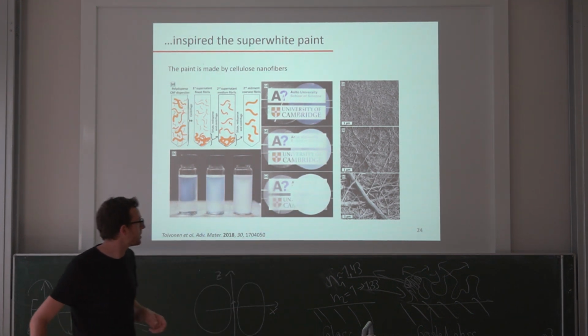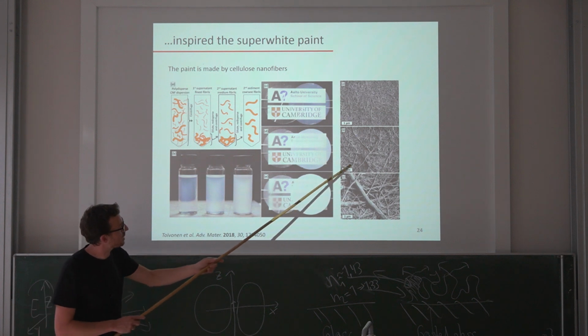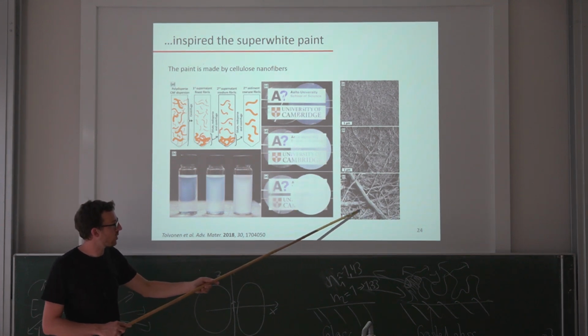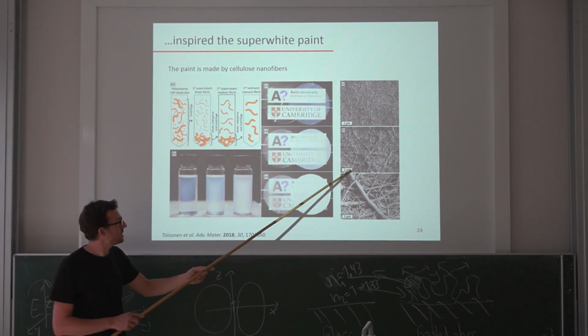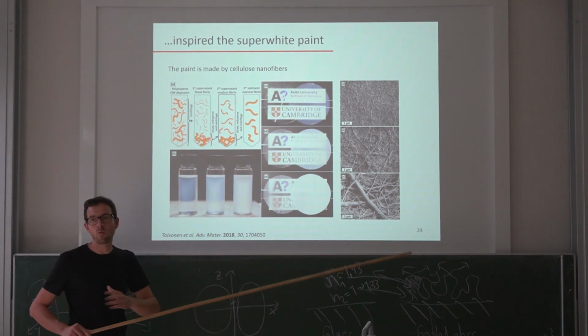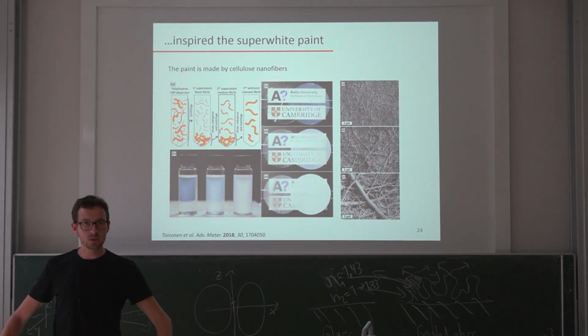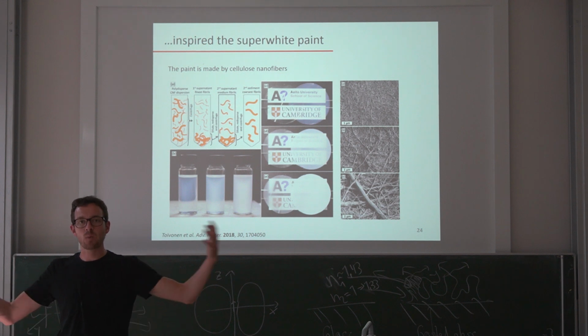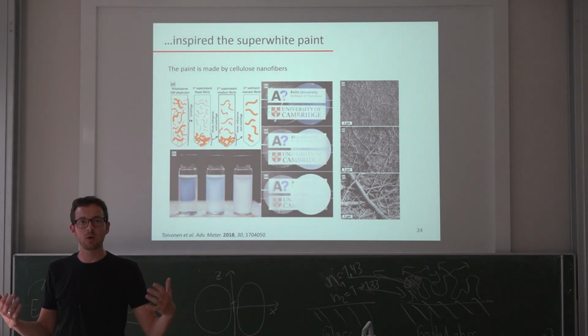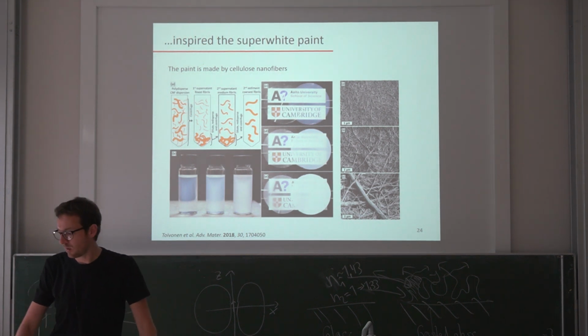All images have the same scale bar, and here you see these very big chunks that are still surrounded by smaller chunks. And this seems to be very efficient at overall scattering the light in all directions, so that to make it look as white as possible with the minimum amount of material possible.